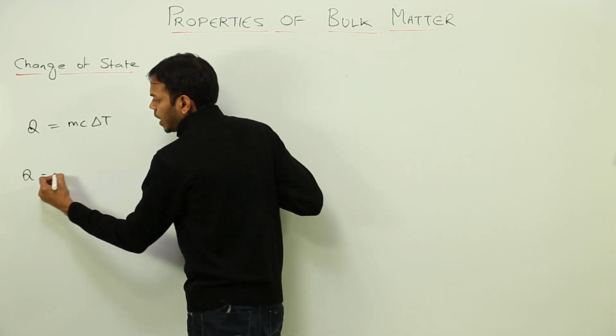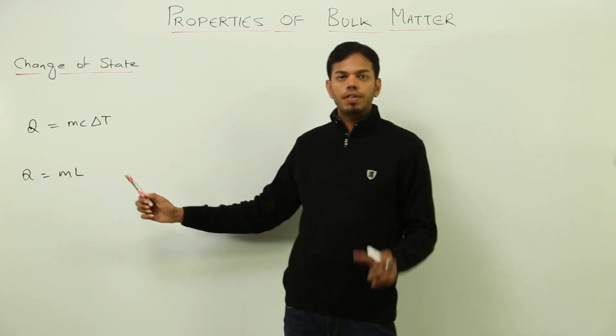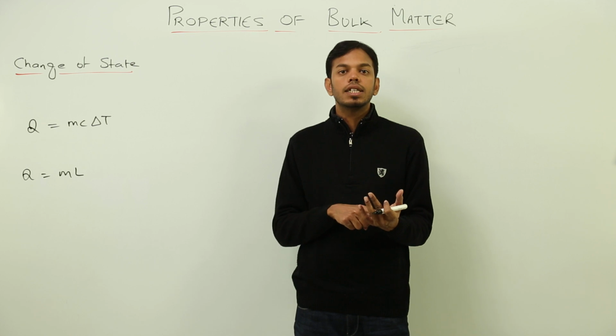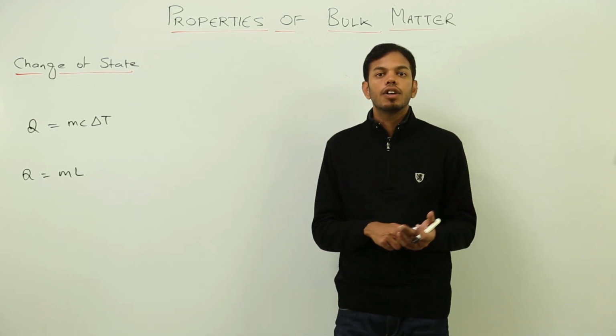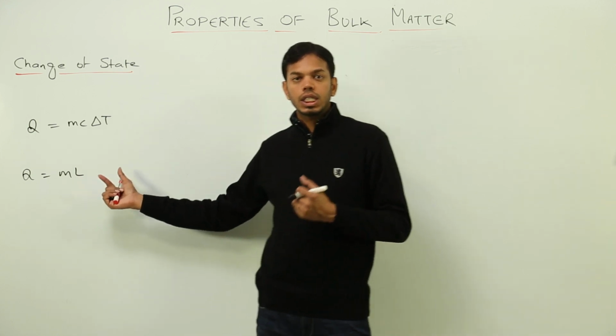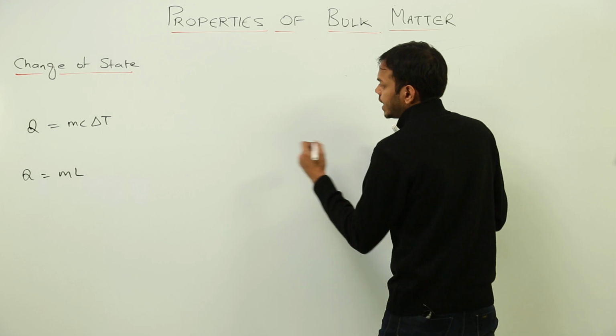Now there is another formula, which is mL, where L is the latent heat of dash. The latent heat could be latent heat of vaporization, latent heat of condensation, latent heat of sublimation, anything, right? So L depends on what type of change of state is taking place. Okay, so we'll do it this way.